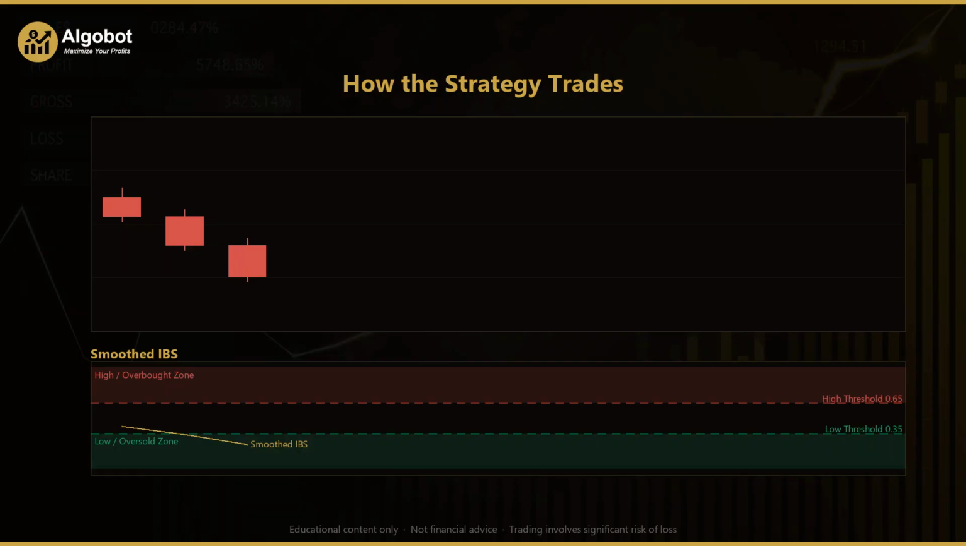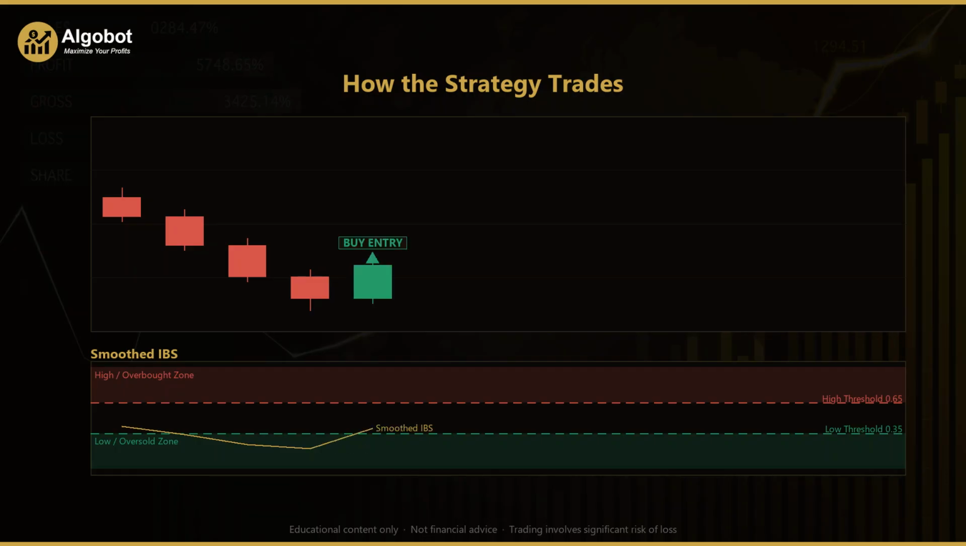We open on the left with a run of falling candles. Notice how each one closes down near its own low. The body finishes toward the bottom of the range, bar after bar. Because internal bar strength measures exactly that, where the close sits inside the range. This steady stream of weak closes drags the smooth oscillator lower and lower.